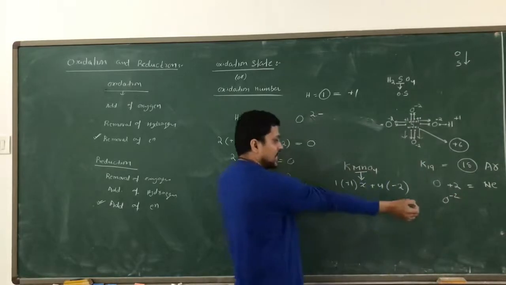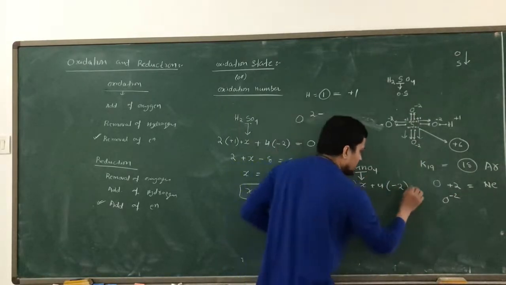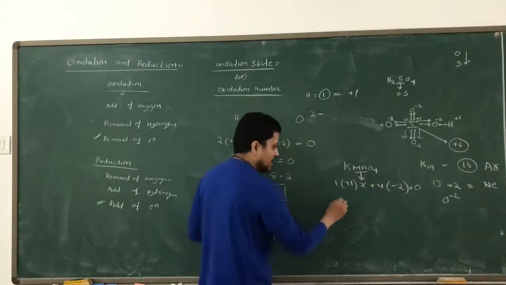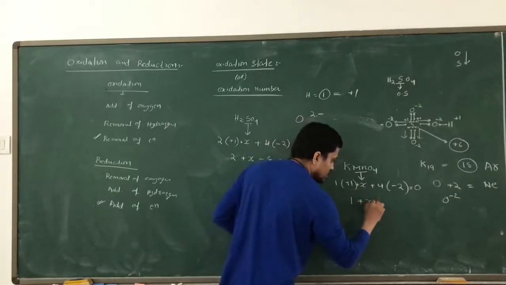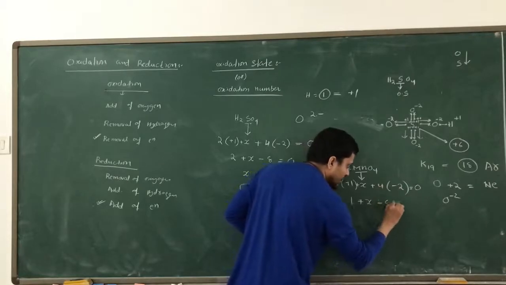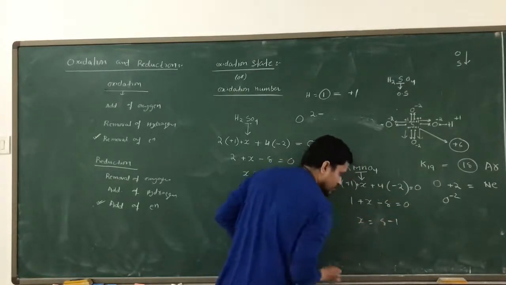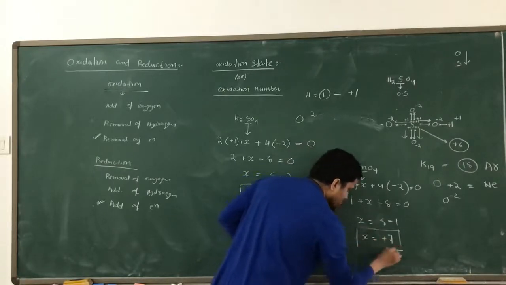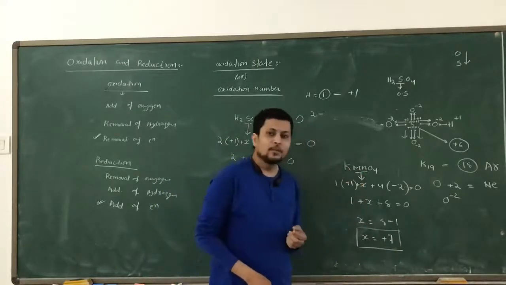So in that way the charge on the oxygen is -2. How many oxygens do we have? 4 oxygens we have. Is there any charge on the complex? No, 0 charge. So again 1 plus x plus 4 into -2, which is -8, is equal to 0. So x is equal to 8 minus 1. x is equal to +7. So the oxidation state of manganese over here is going to be +7.